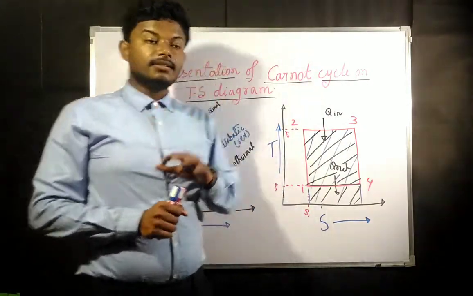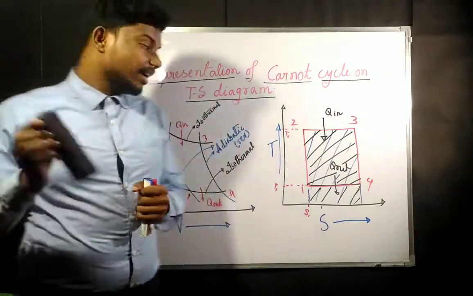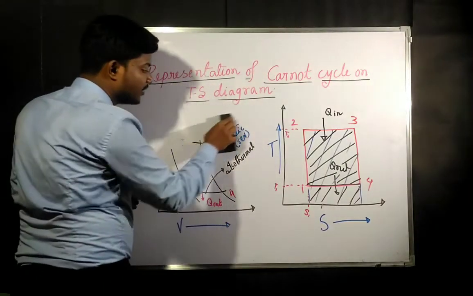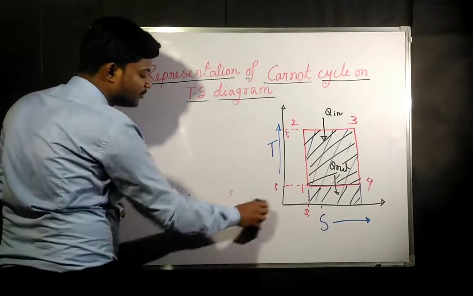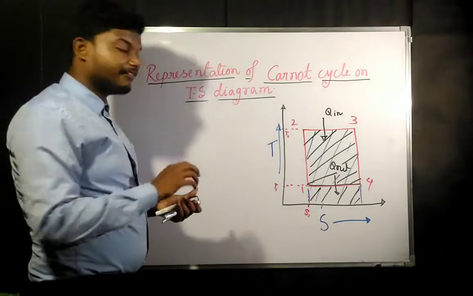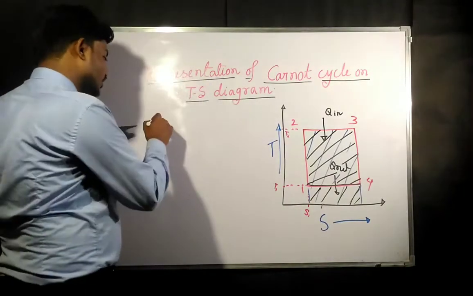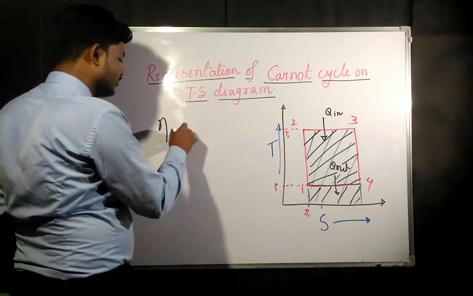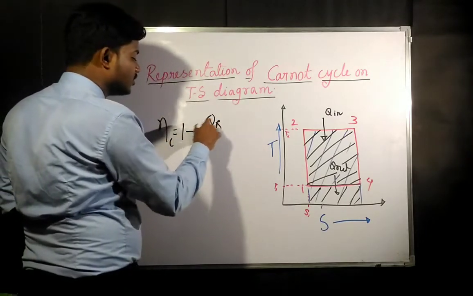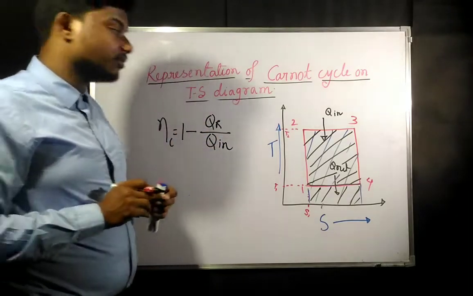Okay, again, if you want to find out the efficiency of the Carnot cycle from the TS diagram. Previously we have done it from the PV diagram. Or empirically we have found out that efficiency equals W out by Q in. So the efficiency is 1 minus Q R by Q in.